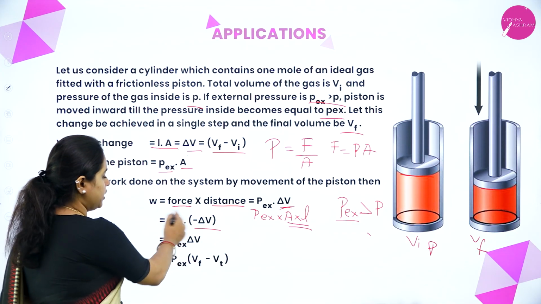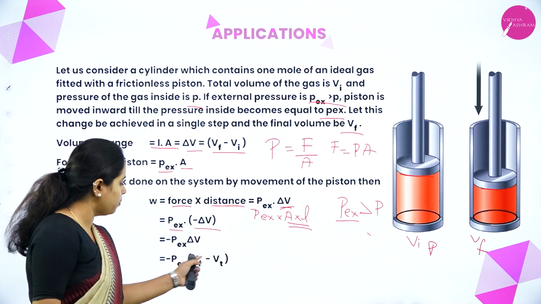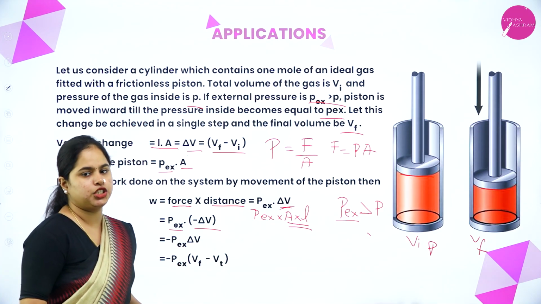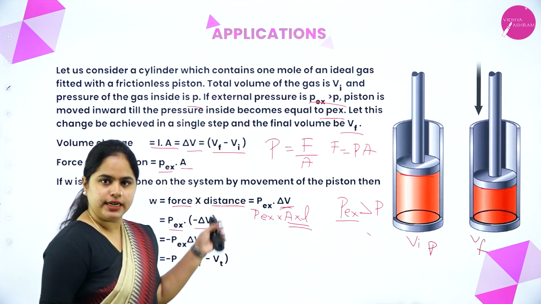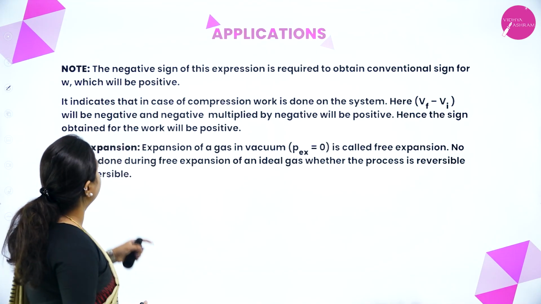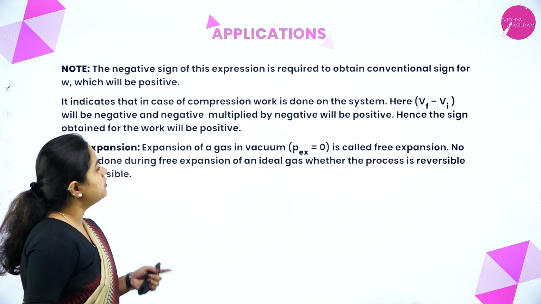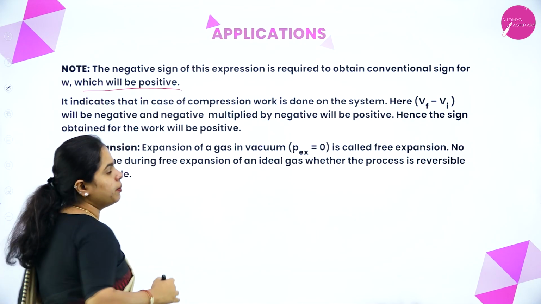So you can take the negative outside and write P external into delta V, or minus P external into V final minus V initial. So I hope it is clear, right? Till here it is clear. Now, there is an important note here. The negative sign of this expression is required to obtain the conventional sign for W, which will be positive.